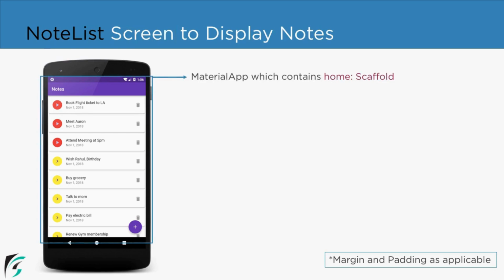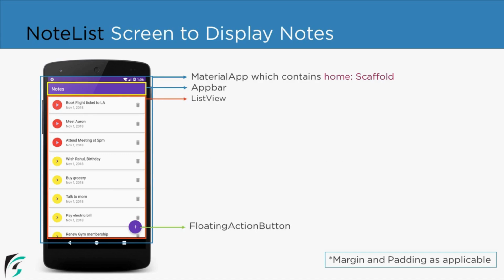will be the material app, which contains home as scaffold. Then we have the app bar, and down below we have the list view. Also, we have a floating action button down below at the bottom.